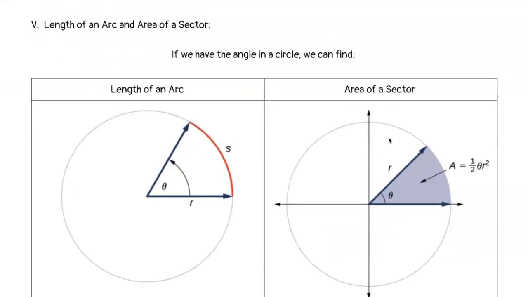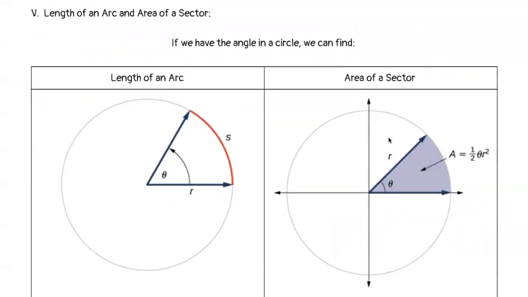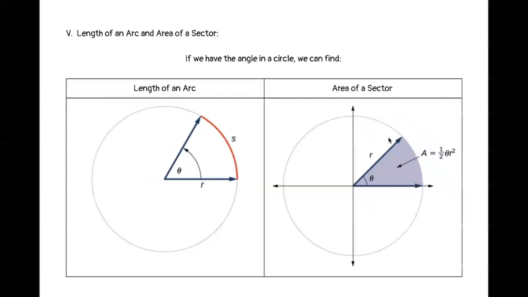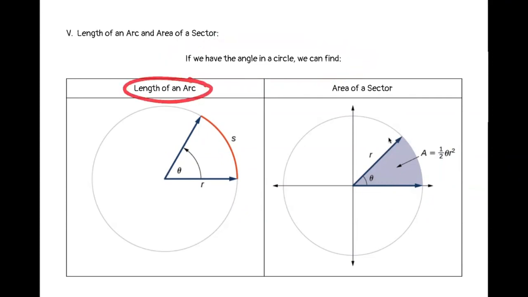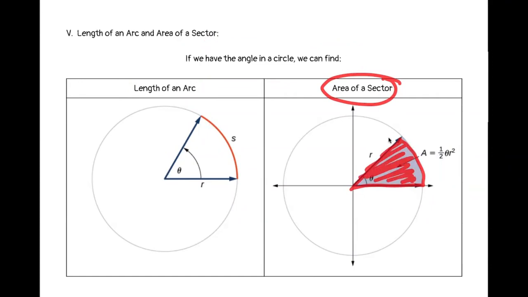All right, so our last piece for today, we're taking a look at length of an arc and area of a sector. So it boils down to this. If we have the angle in a circle, we can find two things. We can find the length of an arc, which is this part here, or we can find the area of a sector, which is this whole purple area here.